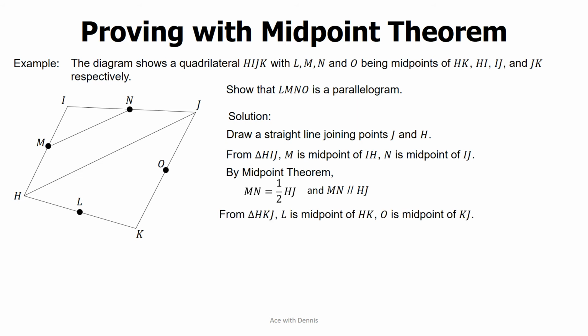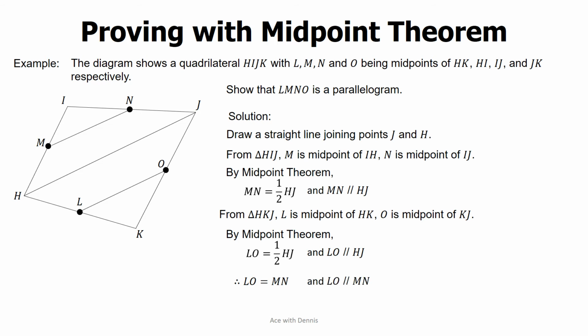Then, from triangle HKJ, L is the midpoint of HK and O is the midpoint of KJ. Hence, we can draw a straight line joining these 2 points. And here is the line. By midpoint theorem, LO equals half HJ and LO is parallel with HJ. Therefore, LO equals MN. And LO is parallel with MN.